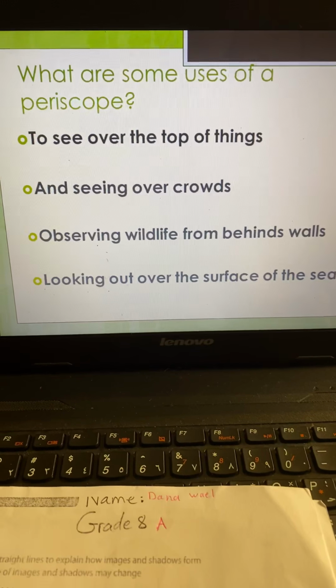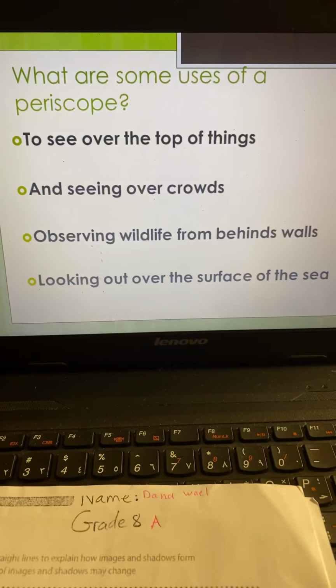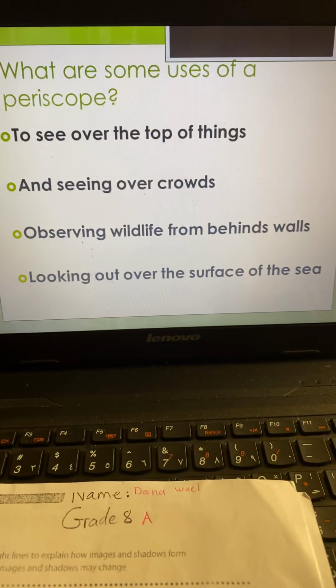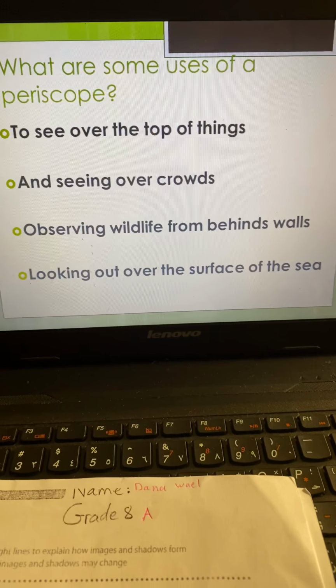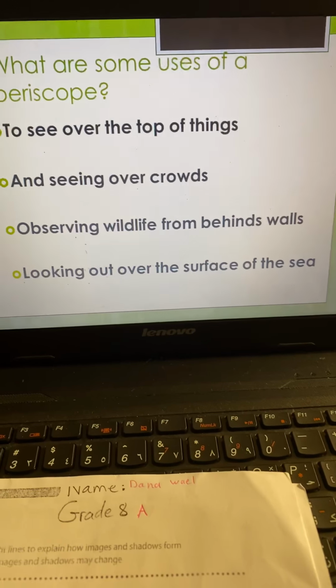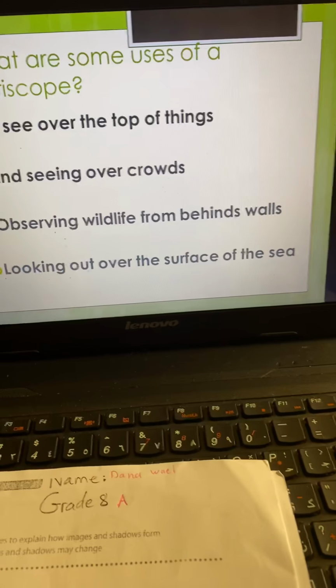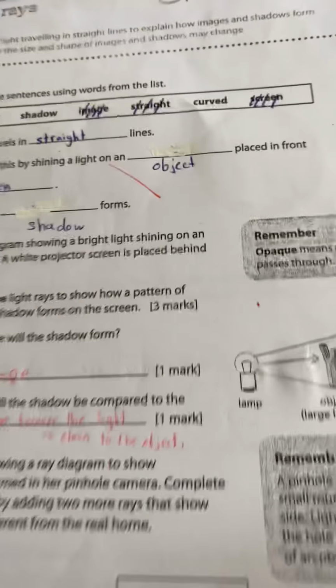So to see over the top of things, to see over crowds, observing wildlife from behind walls, looking out over the surface of the sea. These are the uses. Okay, we're done with this worksheet. We're going to answer the next one.